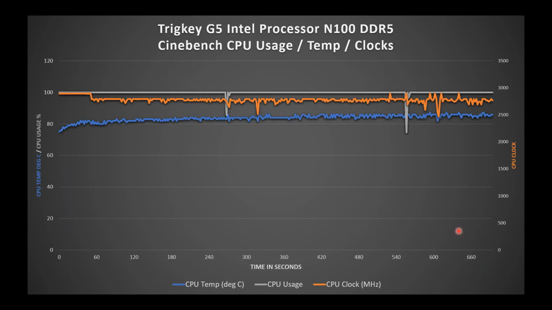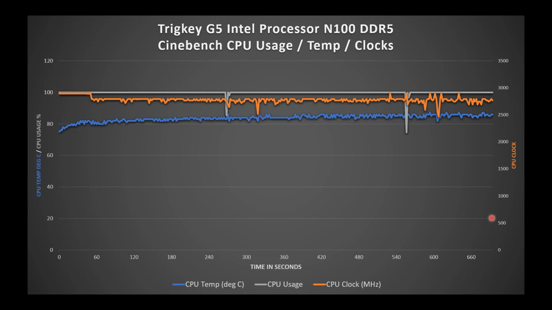All right, now we're going to take a look at the CPU usage, temp and clocks through the Cinebench benchmark. First of all, I'm going to explain in this first slide, but then I'll plow through the other few devices here, starting with the Trigkey G5 with the N100 processor, N100 DDR5. What you have here on the vertical axis is both the CPU temperatures in degrees Celsius and the total CPU usage in percentage. So clearly that can't go above 100.